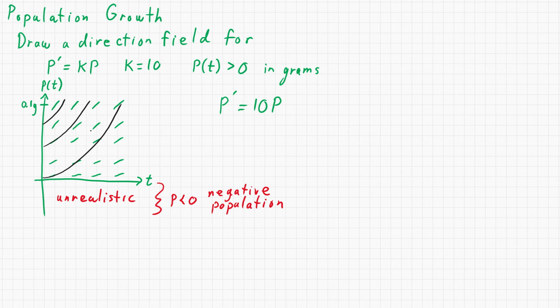This graph seems to indicate that they'll just keep growing and growing, but eventually they will run out of food or run out of space, such as in a gallon of milk. There's only so much milk, there's only so much volume in the gallon.